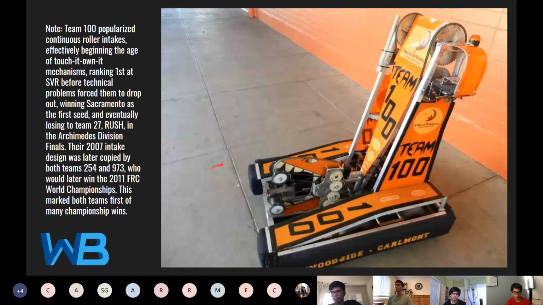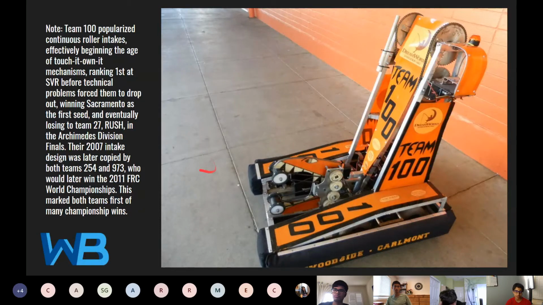So now getting into a bit of FRC history. Team 100 from back in 2007 utilized the first really popular roller intake. As in, it put them like miles ahead of the competition. Enough so that the team that eventually took them out, Team 27 Rush, also a top team still to this day and age, they copied off of their roller intake and ran it.